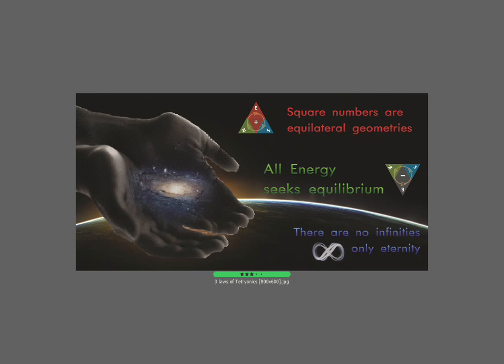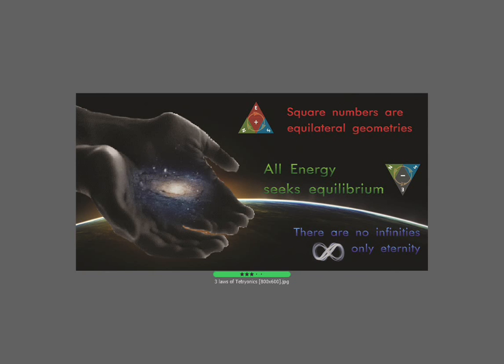Tetryonics itself, based on equilateral geometries, has three main laws when it comes to the physics of the universe. The first one, obviously, is that the square numbers in physics are in fact equilateral geometries, or result from equilateral geometries of energy. It's the geometries of the energies that give us our various physical constants and our quanta of work.